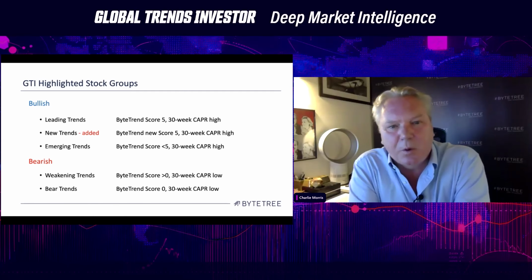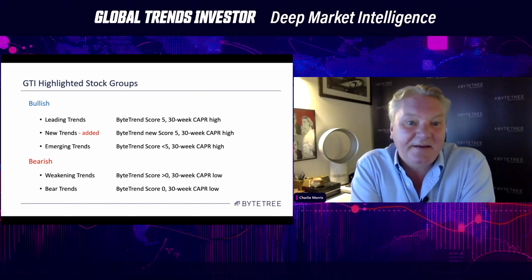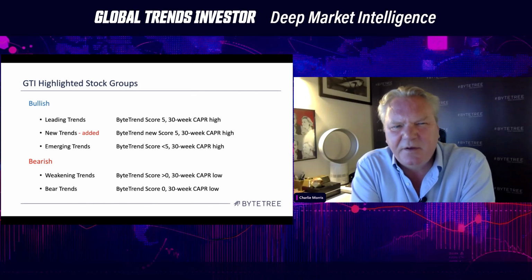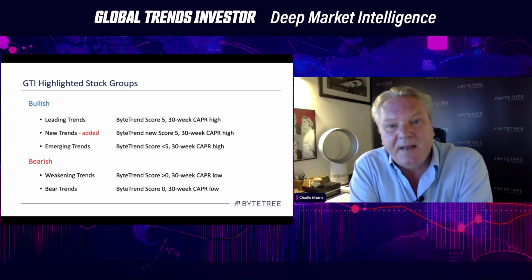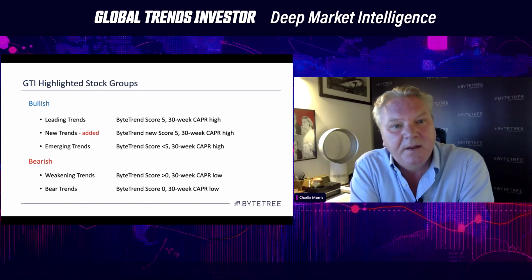Okay, so in our Monday report, the Global Trends Investor, we basically identify 5 groups of stocks. And the first are the leading trends. And these, in the good times, are quite a stable list. There's obviously new stocks coming and going each week, but there tends to be quite a decent list that stands the test of time. And that's where momentum investing is successful because trends go on for longer than people think. And we've identified the leading trends as a ByteTrend score of 5 in CAPR terms, and it made a CAPR high. In other words, it just touched the max line as well. So those are the strongest trends in the world, and we update on those each week.